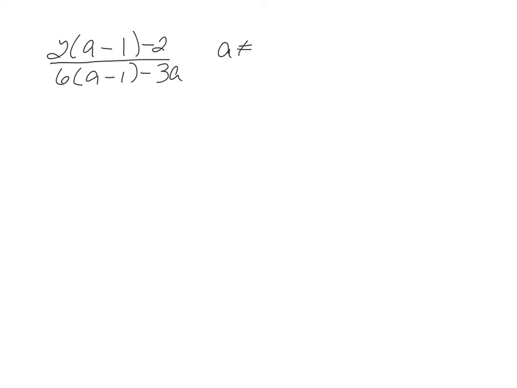Okay, let's reduce the rational expression, which is on the previous page, over 6 times (a minus 1), minus 3a, where we know a cannot equal 2. Let's reduce it to lowest terms. Since no common factor is visible in the given form, we first simplify the numerator and the denominator by distributing and combining. So let's distribute that 2. Let's distribute the 6.